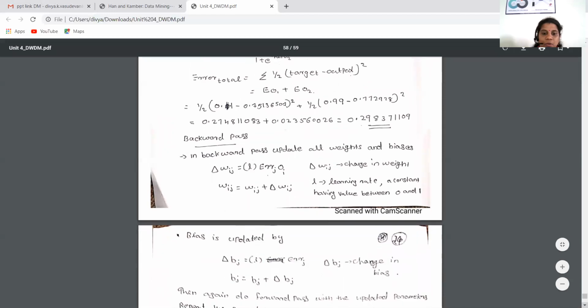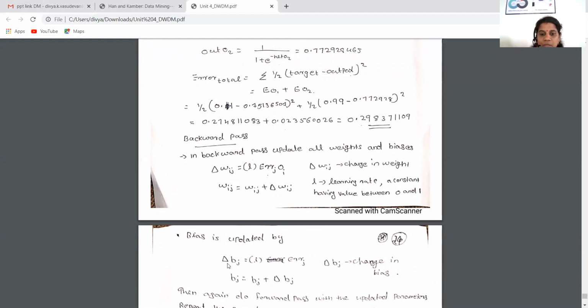Now about bias. How are we going to update the weights? In a similar way, we need to update the bias value also. So how to update the bias value? Again, delta of bj is equal to L into error in j, where delta is how much change you need to add to the existing bias. That is again learning rate into error in that particular node. So again bj is equal to bj plus delta bj.